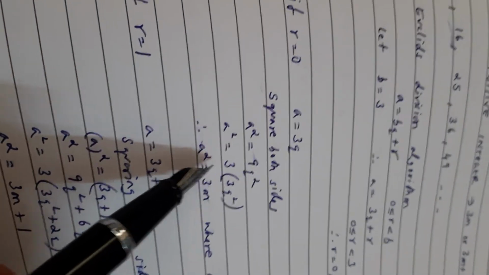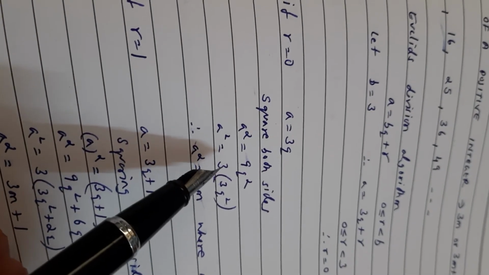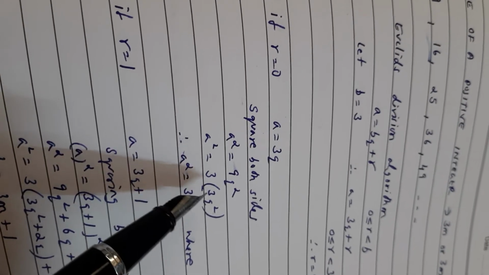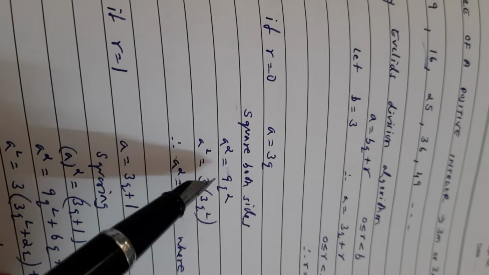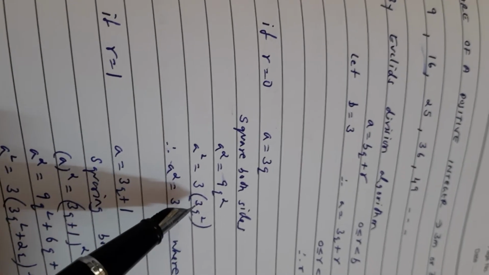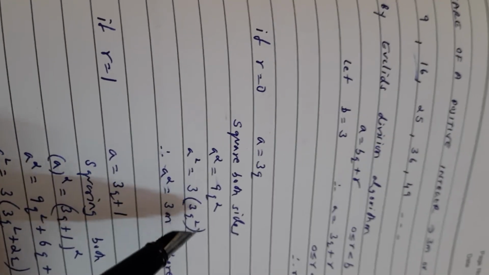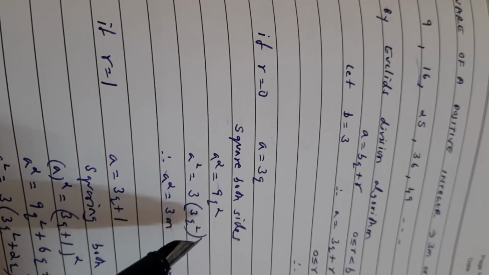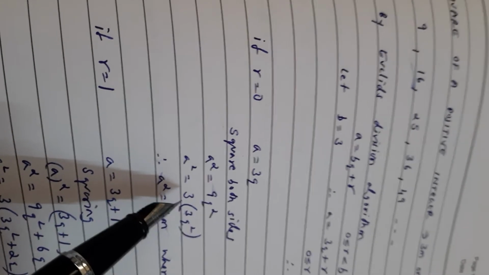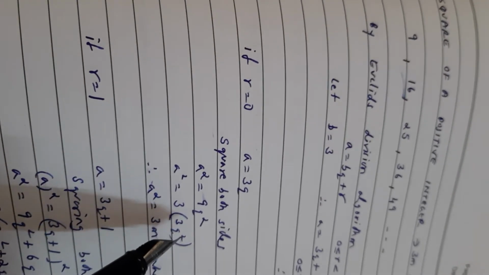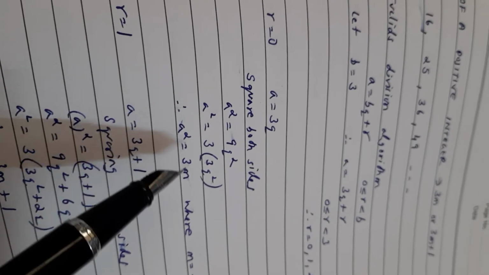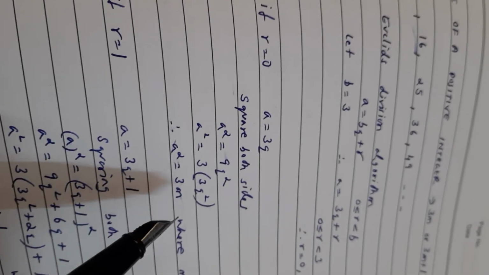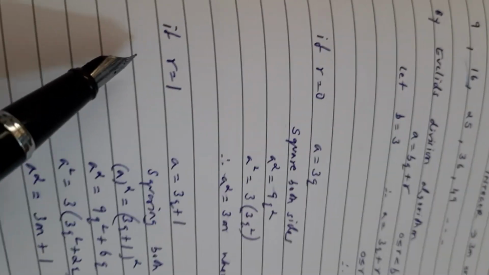What is important for us is this number 3 that is outside the bracket. What is inside the bracket is insignificant, because 3 into anything will be a multiple of 3. Whatever is here, 100, 1000, 10,000, 1 lakh, whatever happens inside the bracket, the number 3 is important. So whatever is inside the bracket can be replaced with m. So the m value in this case is 3q square. So you get the first part, that a square is 3m.